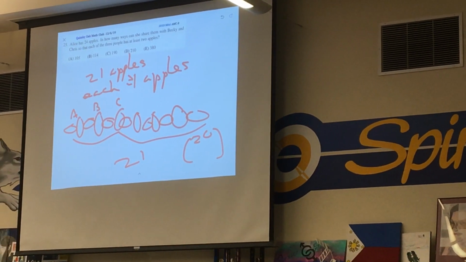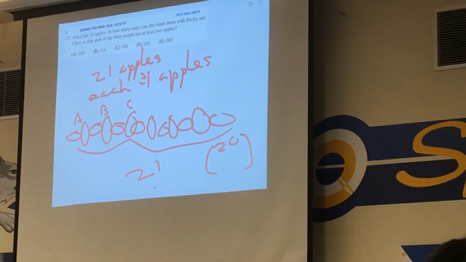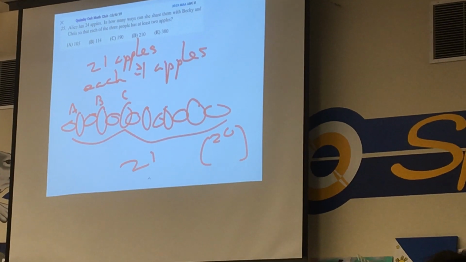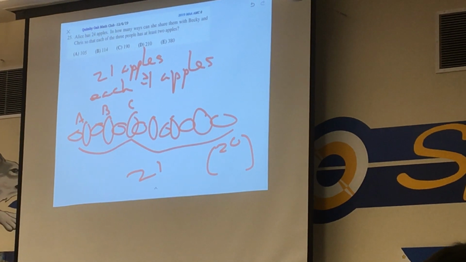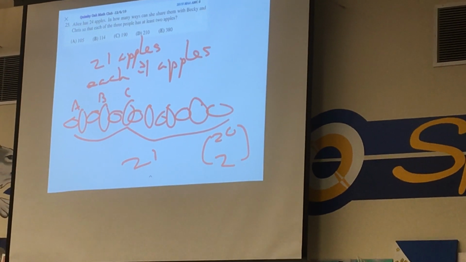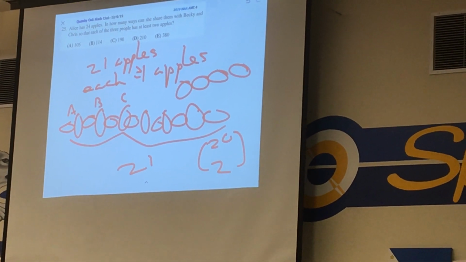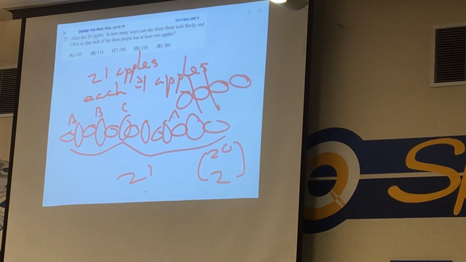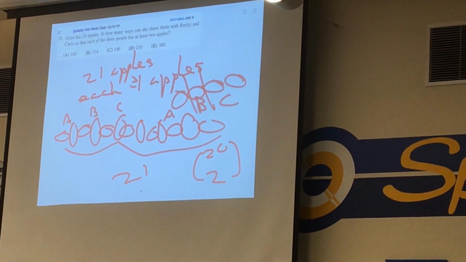And then you have to choose the dividers, right? There's 3 people, so how many dividers do we need to break it up into 3 different regions for each of the 3 people? That's going to be 2 dividers, right? Because you have the apples, and then you divide them up. This one is Alice's, this one is Becky's, and this one is Chris's.